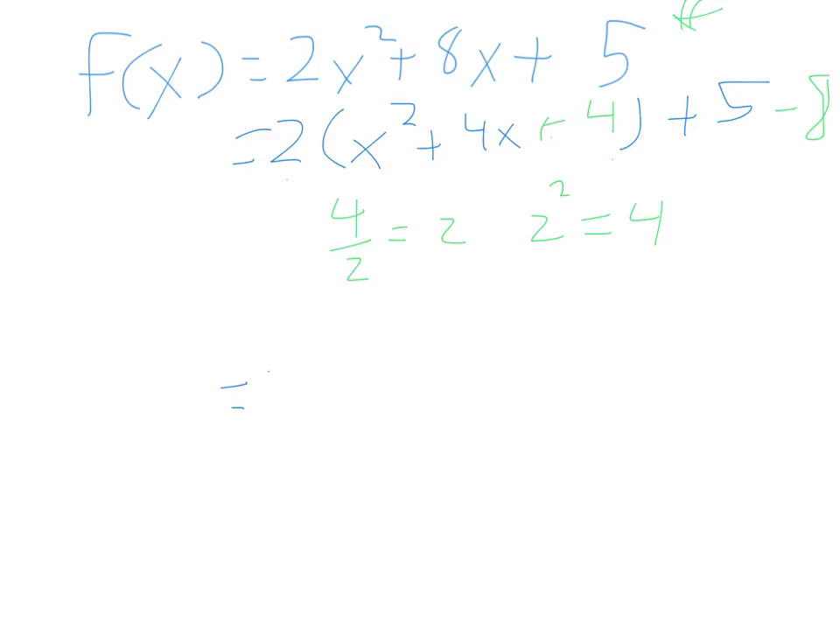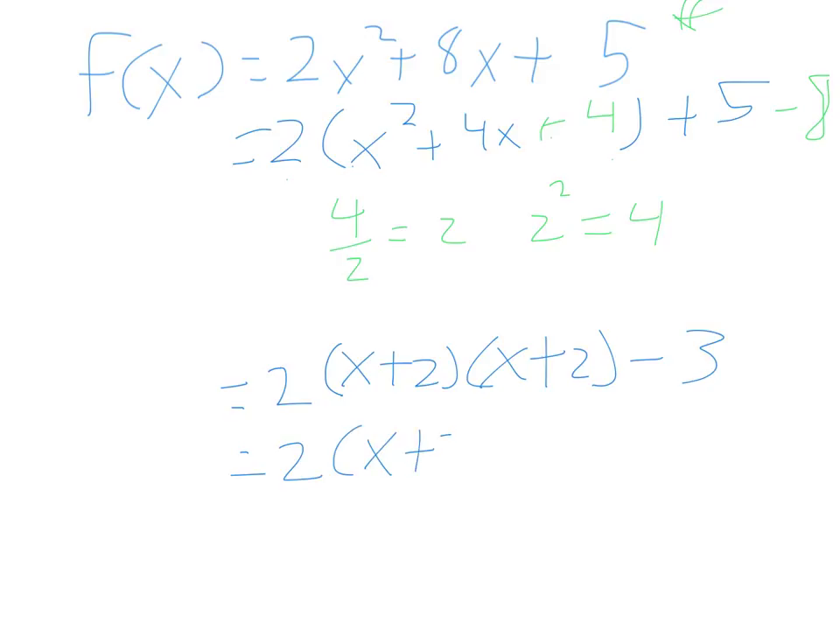But anyway, this x squared plus 4x plus 4 can be factored down to x plus 2 times x plus 2, and then positive 5 minus 8 would be minus 3, so that would be 2 times x plus 2 squared, and then minus 3. So if you notice your center, or our center, let me write that neater.